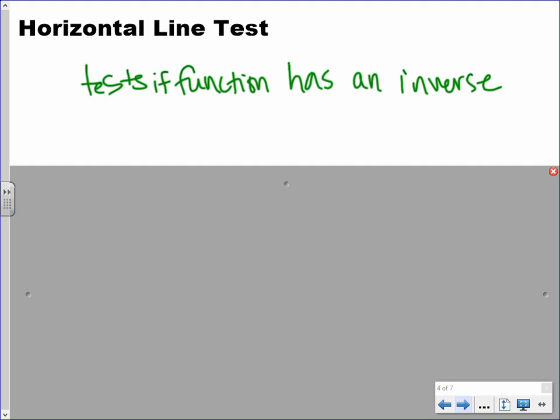You guys notice how bright our board is today with that new bulb? It's fantastic, isn't it? Okay.